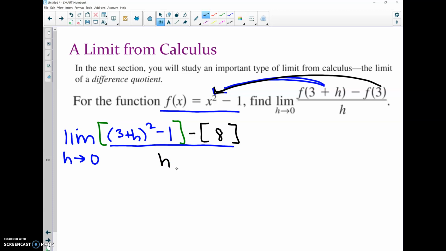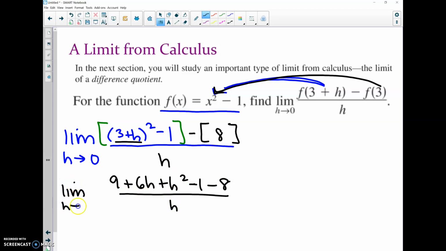Using algebra, we need to simplify here, so we're foiling. So 9 plus 6h plus h squared minus 1 minus 8 all over h. And we still have this limit as h approaches 0. Simplify as much as you can here. 9 minus 1 minus 8, those all cancel. So we have the limit as h approaches 0 of 6h plus h squared over h.